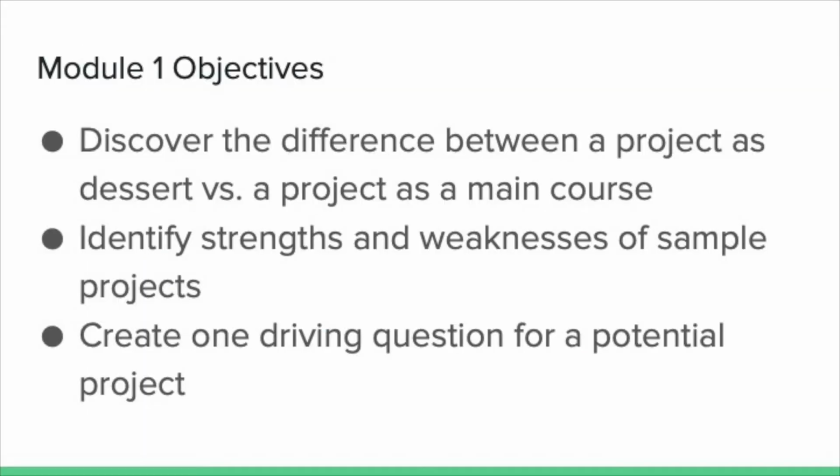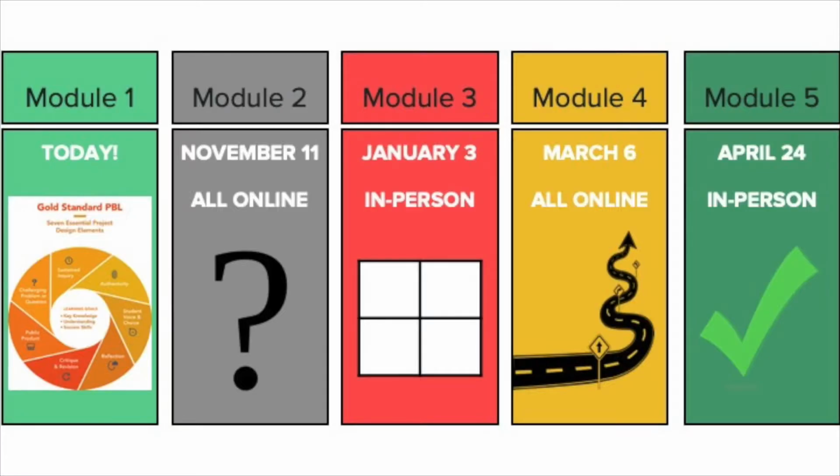Our objectives for today's work are to discover the difference between a project as dessert versus a project as a main course, to identify strengths and weaknesses of sample projects, and to create one driving question for a potential project. As a reminder, this is the second of 5 overall modules for the year. Today's topic is focused on the challenging problem or question element of PBL Works' 7 essential project design elements.